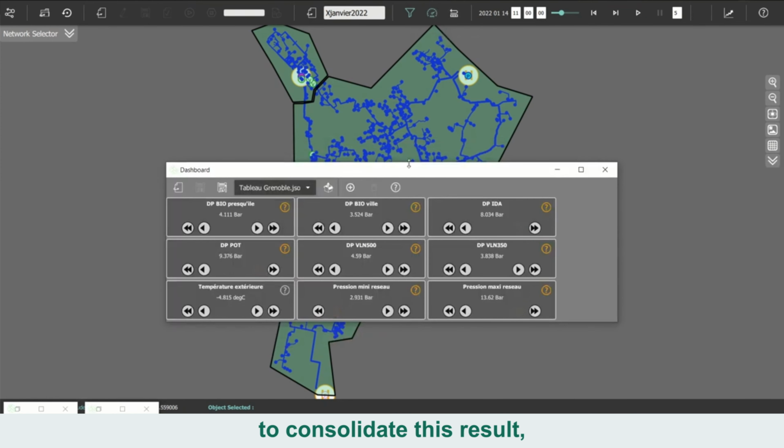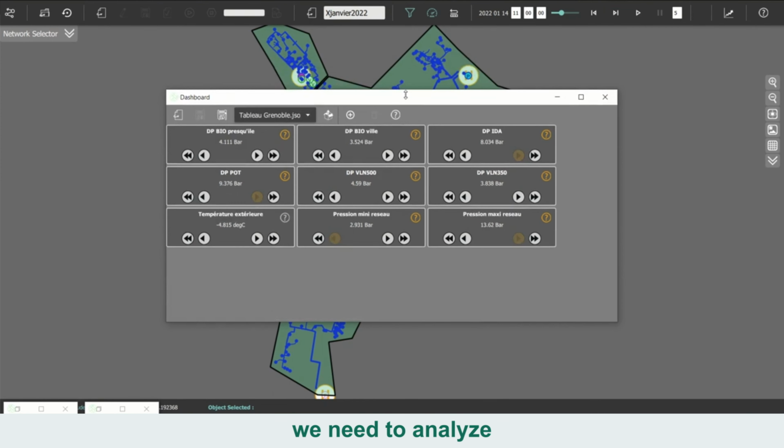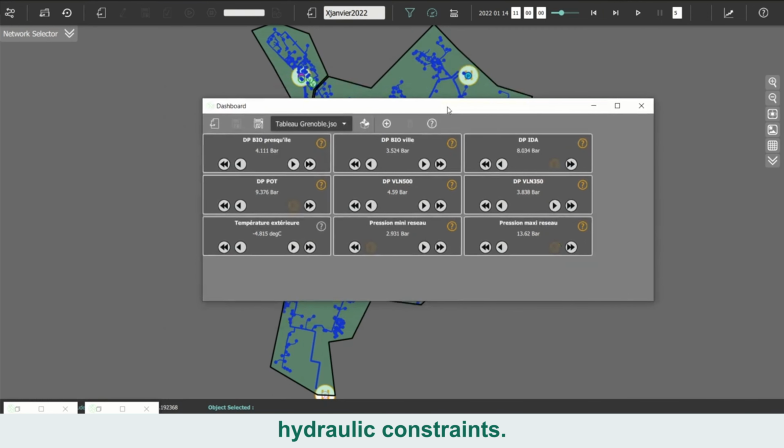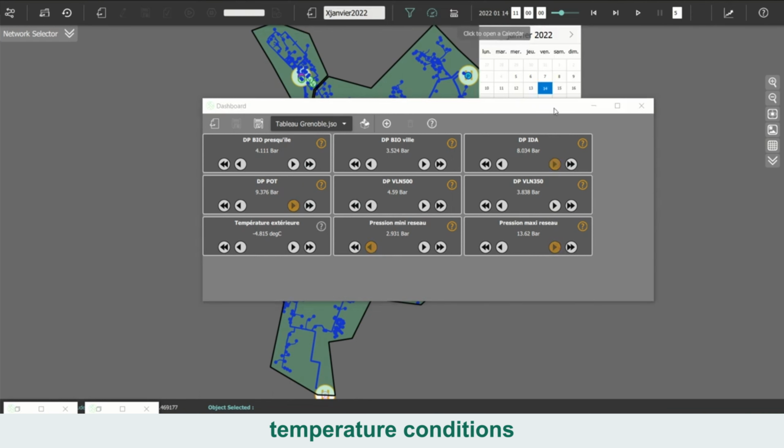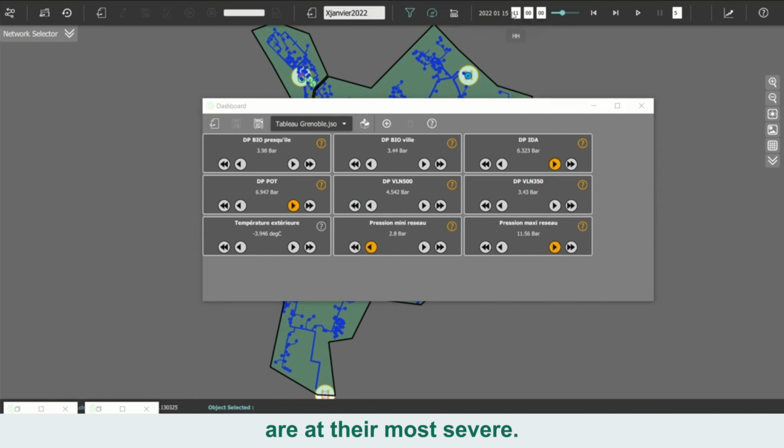Finally, to consolidate this result, we need to analyze the network's hydraulic constraints. To do this, we position ourselves at the moment in the scenario when outside temperature conditions are at their most severe. That is January 15th at 7 a.m. At this point, let's take a look at the state of the network via its dashboard. The values shown on the dashboard indicate that minimum and maximum network pressures are well within acceptable limits. In addition, the differential pressure across the production sites also remains within an acceptable range.